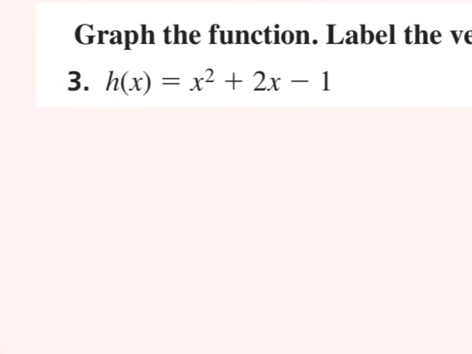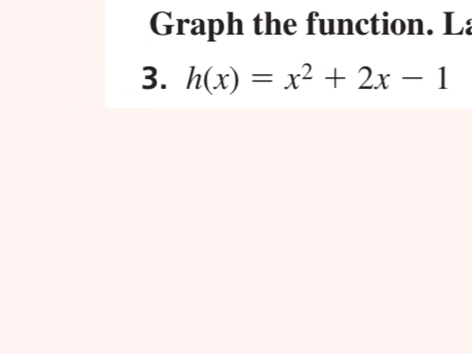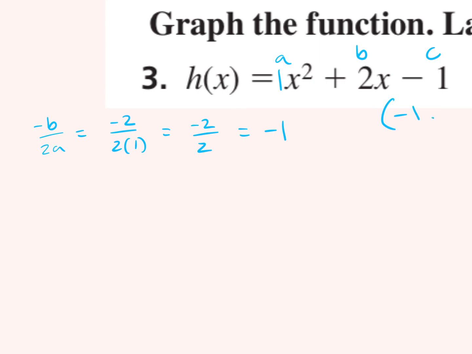So let's look at number 3. So step 1 to graph when we have standard form is to find the vertex. So my vertex is negative b over 2a. What's my a? 1. What's b? 2. And c? Negative 1. So this would be negative 2 over 2 times 1, which would be negative 2 over 2, which is what? Negative 1. So the first number in my vertex is negative 1.